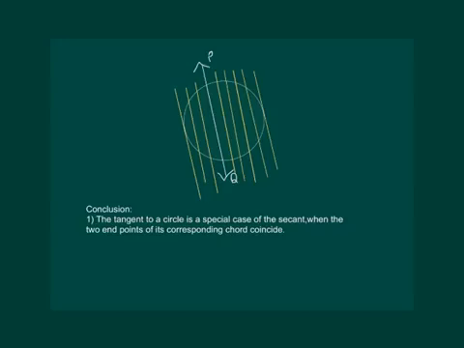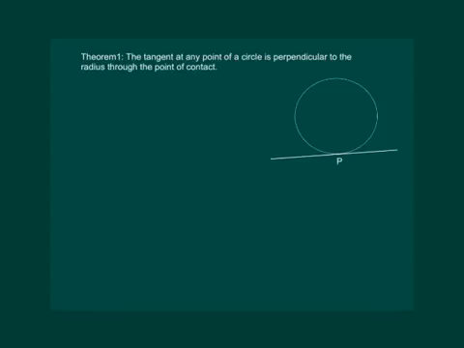Also, we observe that these tangents are drawn parallel to our secant PQ. This brings us to another conclusion, that there cannot be more than two tangents parallel to a given secant. We now come to the proof of very important theorem, which says that the tangent at any point of a circle is perpendicular to the radius through the point of contact.